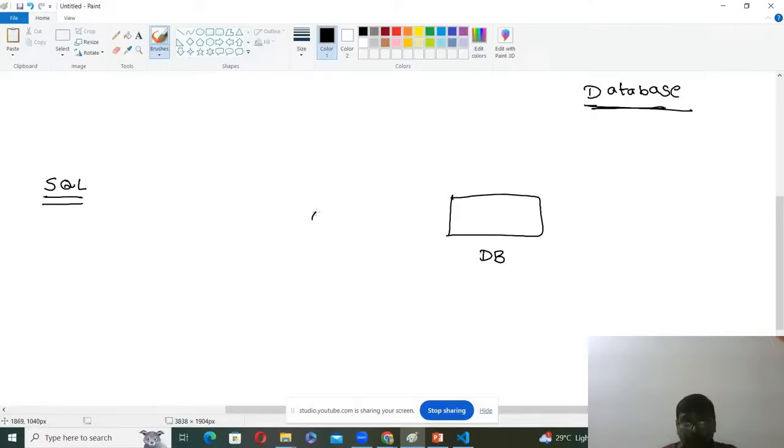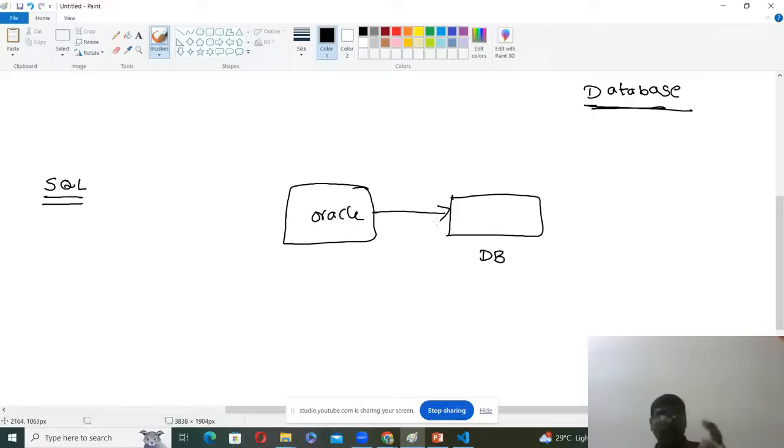Exactly. For example, Oracle. Oracle is a software which manages the database. Oracle is simply a software which manages the database. What is the common example? OS. An operating system controls the entire hardware. Similarly, Oracle manages the database.